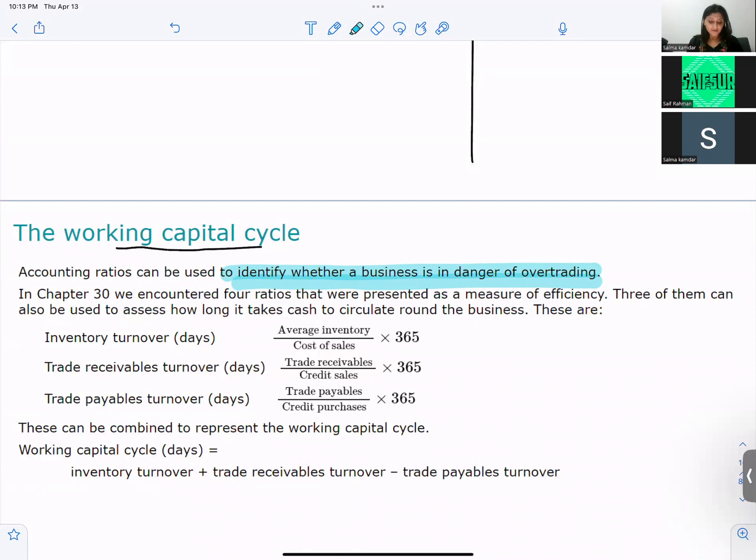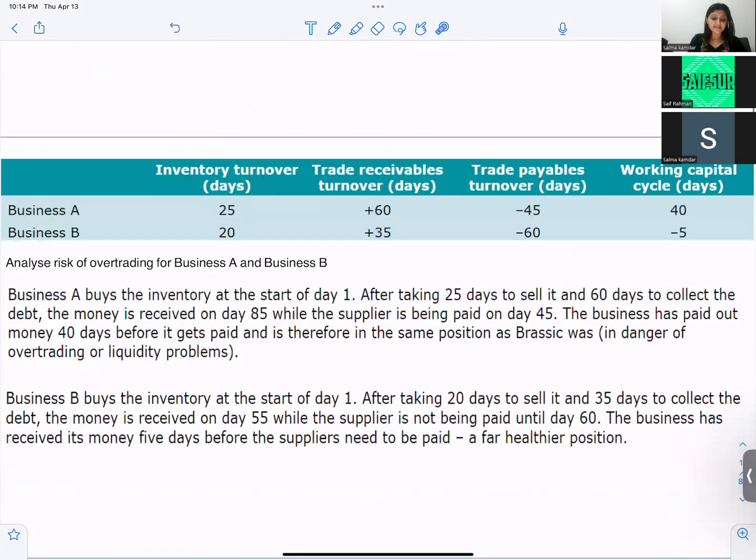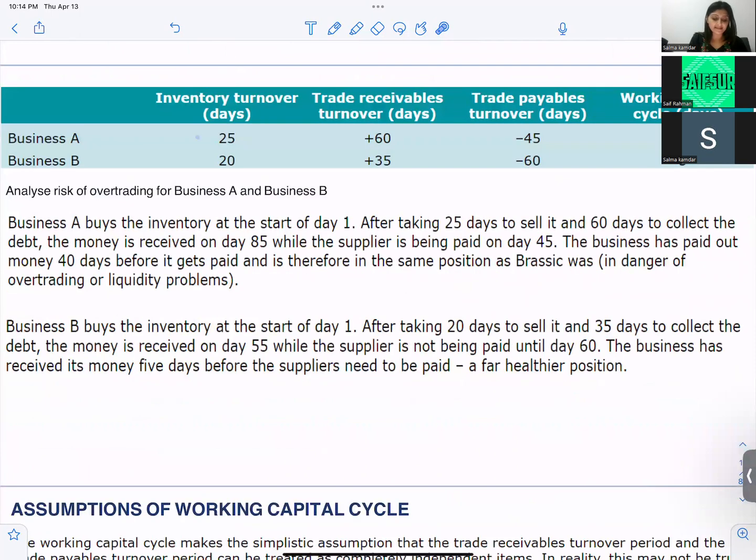So the working capital cycle is the inventory turnover ratio in days plus the trade receivable turnover ratio in days minus the trade payable turnover ratio in days. Okay, I have two businesses over here, business A and business B. This is their inventory turnover ratio, trade receivable, trade payable, and the working capital cycle. Analyze the risk of overtrading for business A and business B.